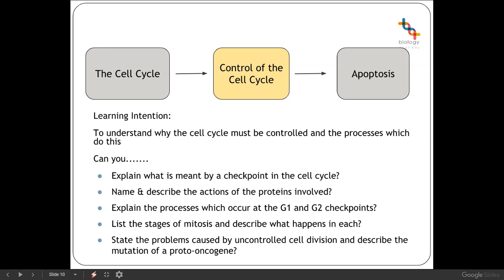And finally, we may have problems caused by uncontrolled cell division. If we have too slow a cell cycle, we may result in degenerative disease, and too fast a cell cycle may result in tumour formation. A proto-oncogene can be mutated to form a tumour-promoting oncogene, which will cause the cell to divide in an uncontrolled and unregulated manner.